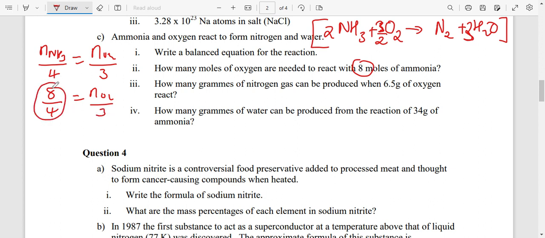So this is going to give us a 2. Okay, that's 2 multiplied by 3. So we need 6 moles of oxygen to react with 8 moles of ammonia. Okay. So let's work out the next one.